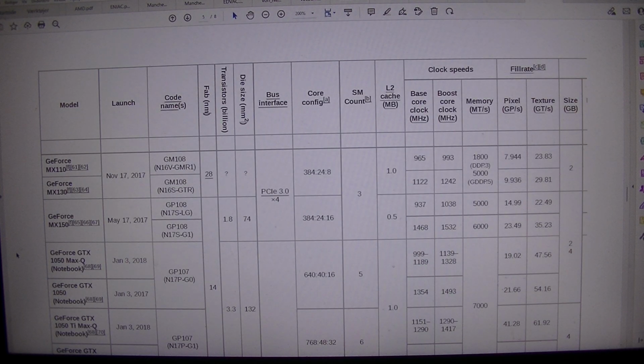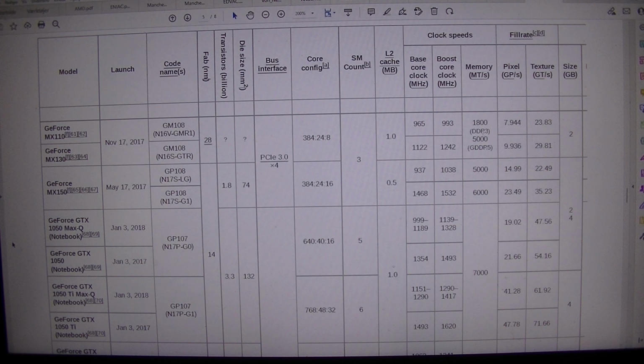Model, Launch, Codename, Fab (nm), Transistors (billion), Die size (mm2), Bus interface, Core config, SM count, L2 cache (MB), Clock speeds, Fill rate, Base core clock (MHz), Boost core clock (MHz), Memory, Pixel (GP/s), Texture (GT/s), Size (GB).